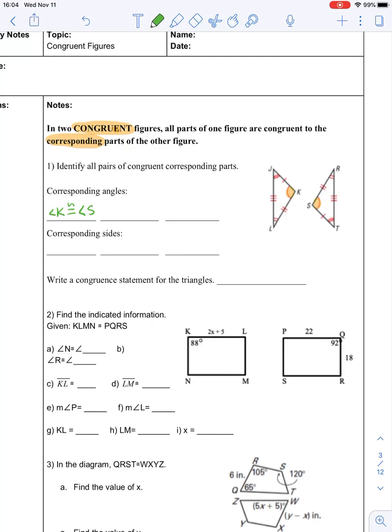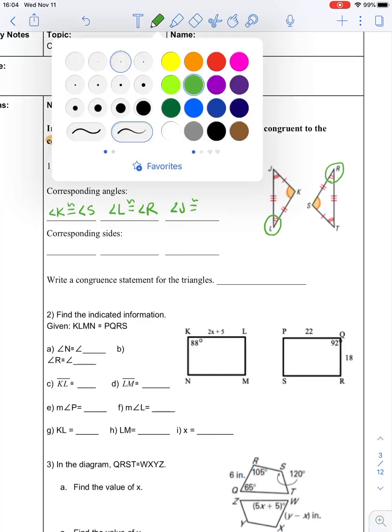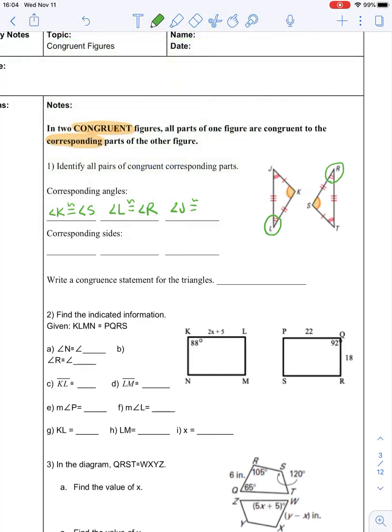Then I have, if I go to the 2 marks, it doesn't matter what order you write these in, but angle L is congruent to, so I look, here's angle L with 2 marks, and that's congruent to angle R. And then I go on and I look at the next one, angle J is congruent to angle T.